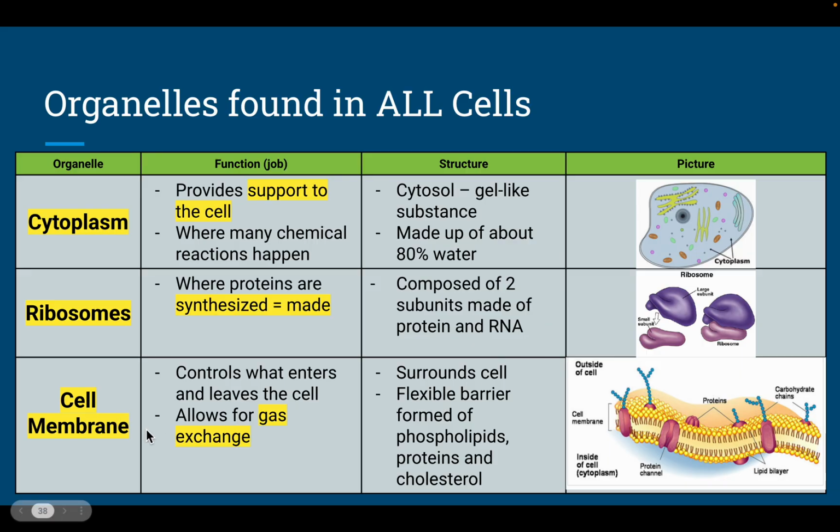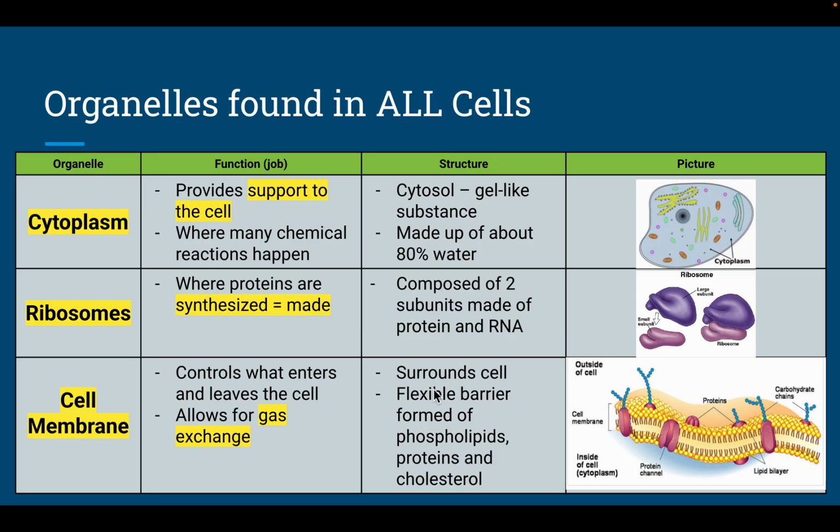All right. Next is cell membrane. The cell membrane is going to be in every single type of cell. It is on the edge of the cytoplasm, all right? And it controls what enters and leaves the cell. So this means that it allows for exchanges, all right? Specifically, gas exchange happens here. Exchange means to trade something. The cell membrane allows gases like oxygen to come in and allows waste like carbon dioxide to go out.